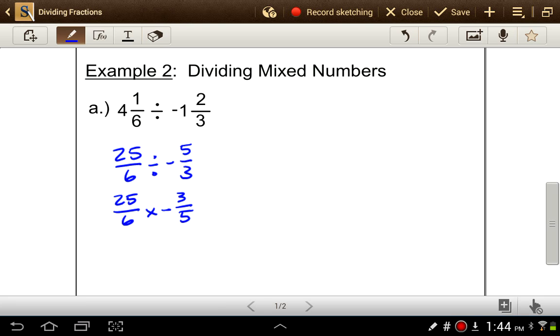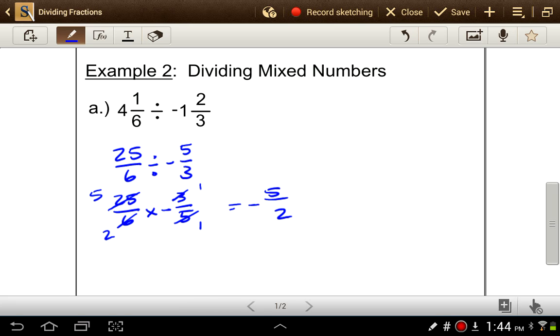Now I can look for cross-canceling. You cannot cross-cancel, guys, in division. You can only cross-cancel multiplication. So you have to flip it before you cross-cancel. When I cross-cancel, a 3 becomes a 1, the 6 becomes a 2, and over here the 5 becomes a 1, and this 25 becomes a 5. Now I can multiply across. 5 times 1 is 5, 2 times 1 is 2, a positive times a negative is negative.